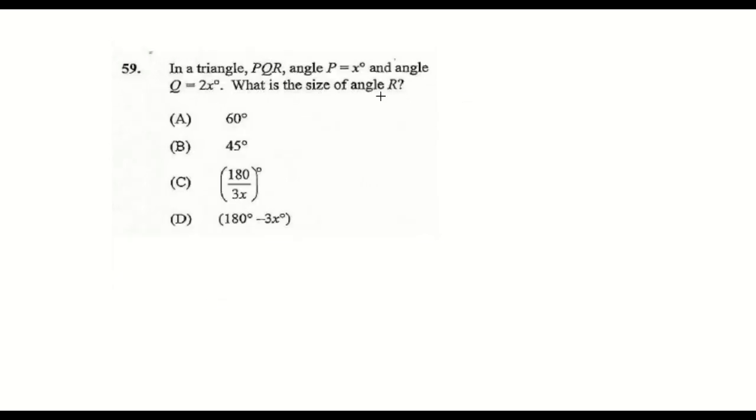Right, 59. What is the size of angle R? Similar question. P and Q is 3x. 3x plus R is 180. So angle R would be 180 minus 3x, which is D.